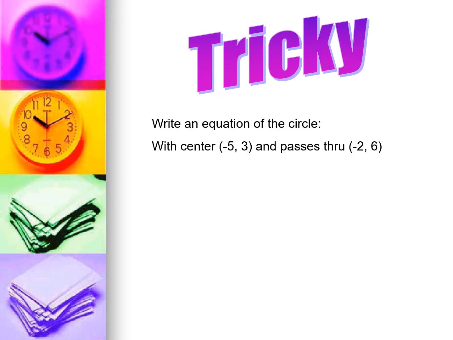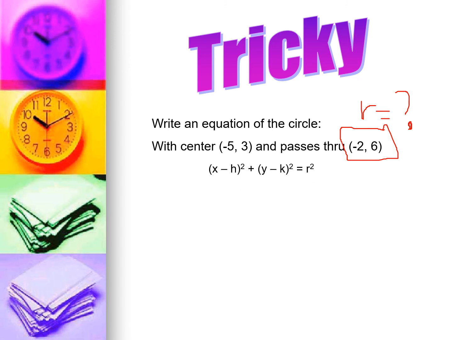All right, this will be our last problem of the day. This one does say tricky. You have to write the equation of the circle with the center (-5, 3), but the radius is missing. But they do tell you that there's another point on the circle, and that will help in a little bit.